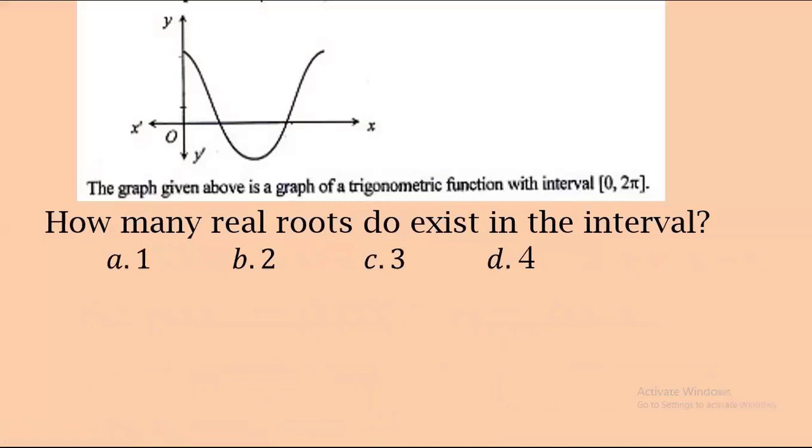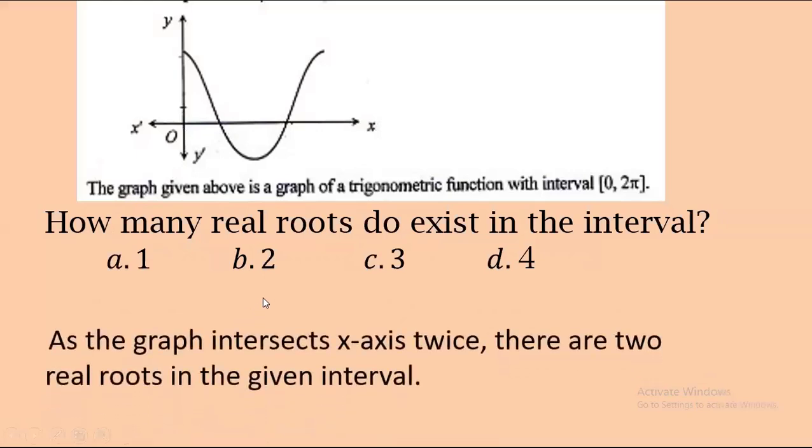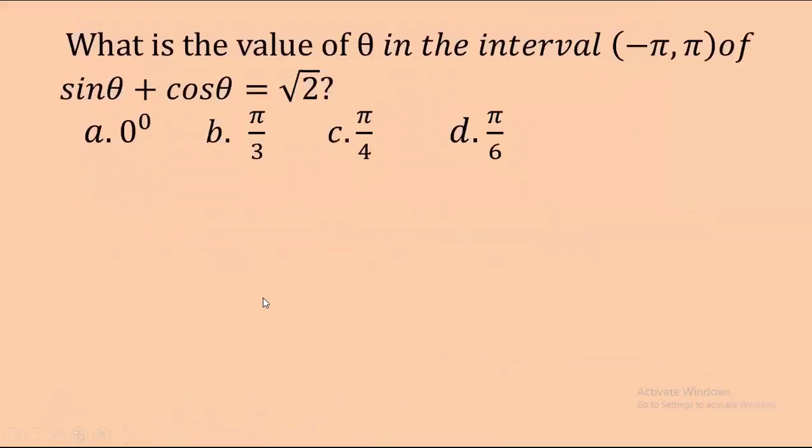How many real roots exist in the interval? You see it is clearly seen that at two places it intersects the x-axis. So there will be two solutions within this interval. Now what is the value of theta in the interval? You just go for calculation verification. If we put 0, then it is 0 plus 1, 1 is equal to root 2. So it is not correct.